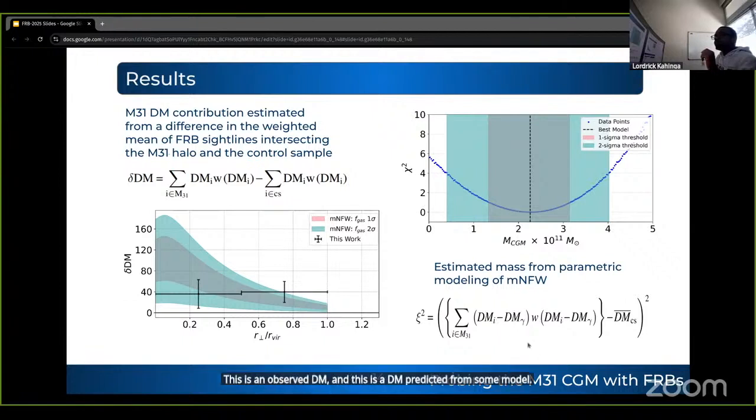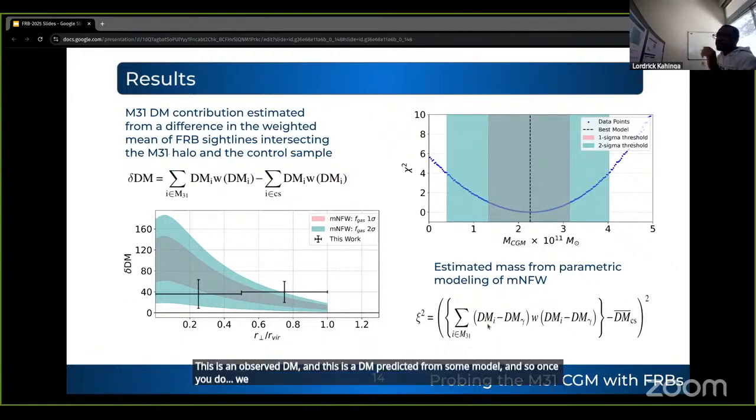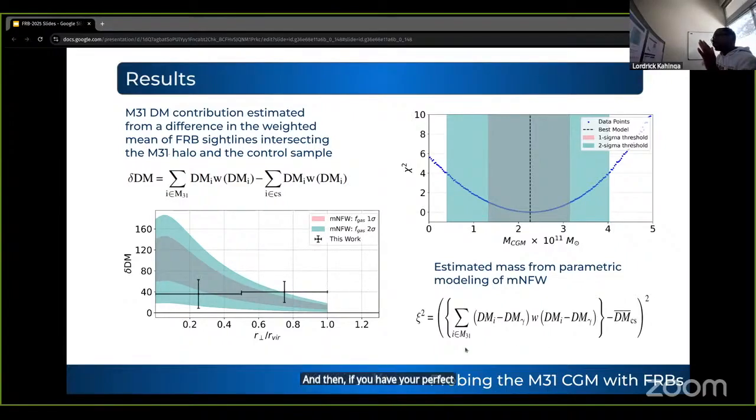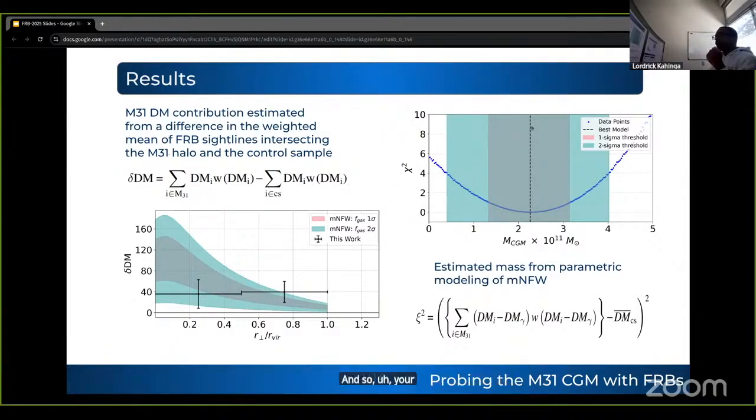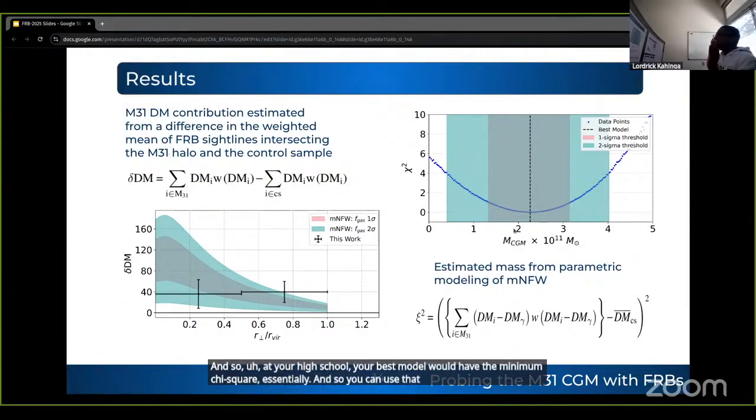So we subtract one from the other. If you have your perfect model, this number should be as low as possible. You normalize that to get a chi-square. And so your best model would have the minimum chi-square, essentially. And so you can use that to, if you have models, yes.